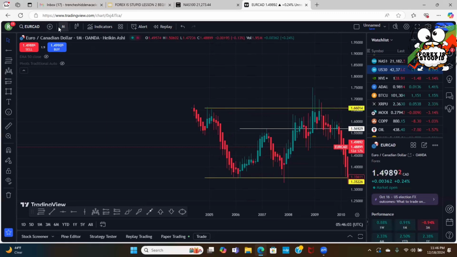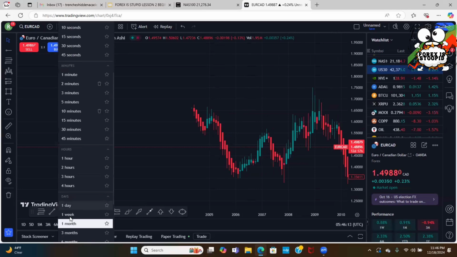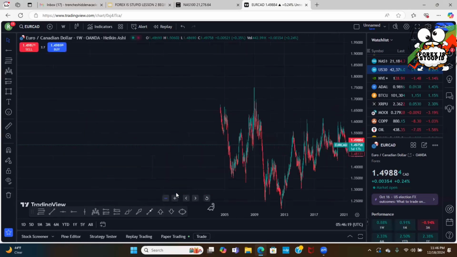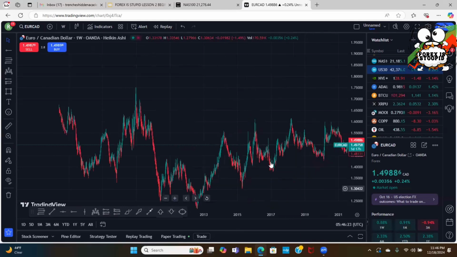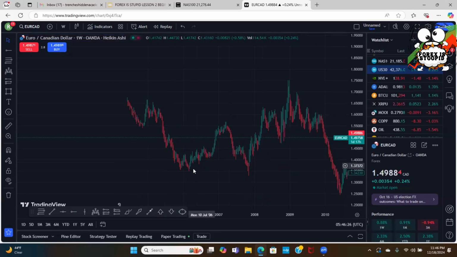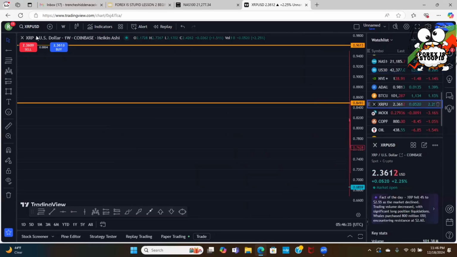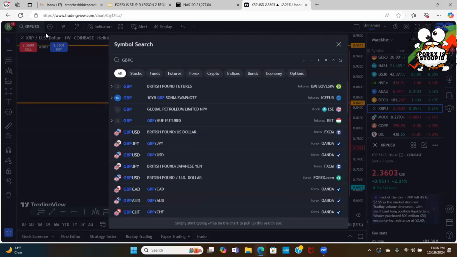I'm trying to find a chart that I could do it on. This ain't the chart. Let me go down to the week. Okay. I don't like this one. I don't like it. I'm sorry. It was just on GBP.